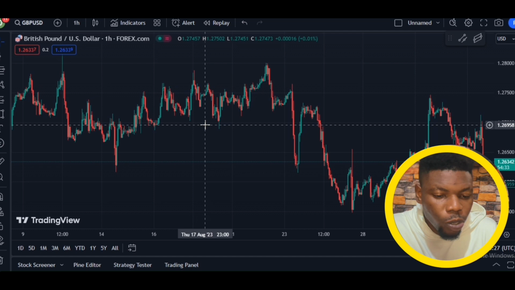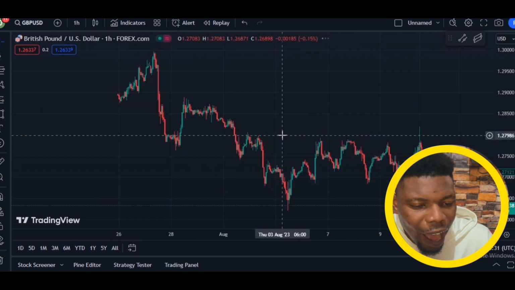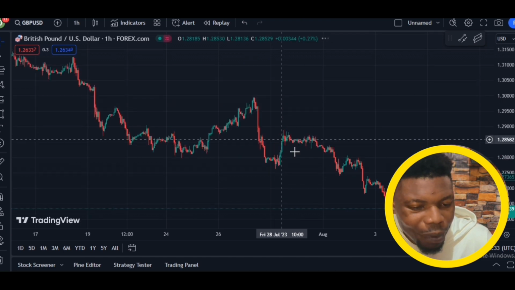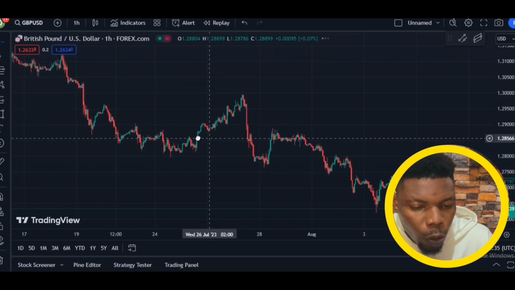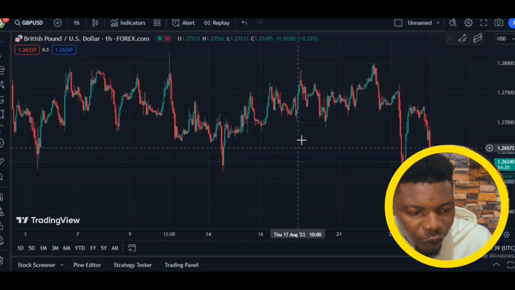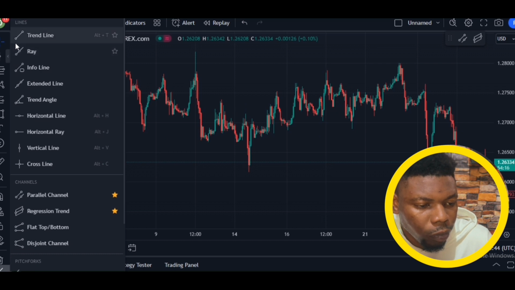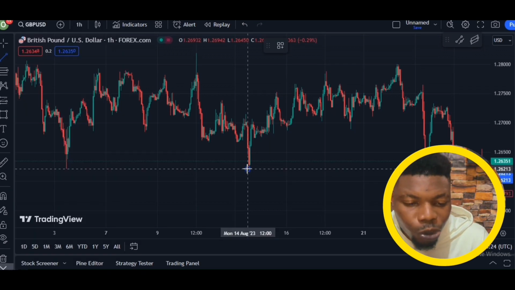So you guys can see I'm on the GBP USD on the 1 hour time frame, and we can see from this trend we have a strong bearish move. But can you notice that a flag pattern occurred here? Let me show you guys with the trend line first.